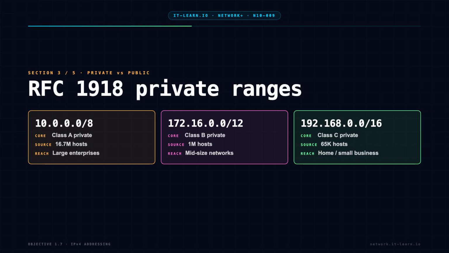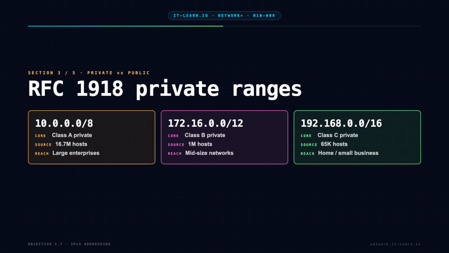APIPA, or Automatic Private IP Addressing, uses the range 169.254.0.0 to 169.254.255.255. When a device is configured for DHCP but cannot reach a DHCP server, it assigns itself an APIPA address. If you see a device with a 169.254 address, it means DHCP has failed. The loopback address is 127.0.0.1, and the entire 127.0.0.0/8 range is reserved for loopback. This address always refers to the local device itself and is used for testing the TCP/IP stack.